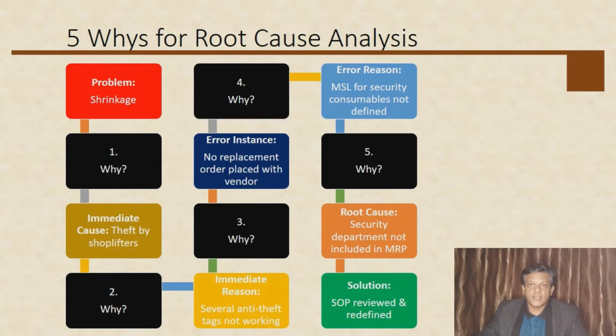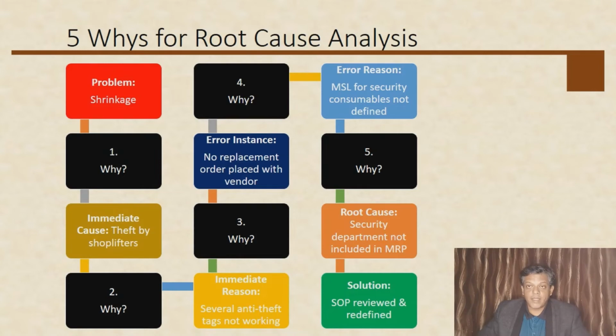So those anti-theft tags have not been working for quite some time now. They're not stopping at this stage. They're asking a third why, investigating deeper and further, and they arrive at the error instance. What specific error occurred in this particular instance? And that is, there was no replacement order placed with the vendor for those anti-theft tags.